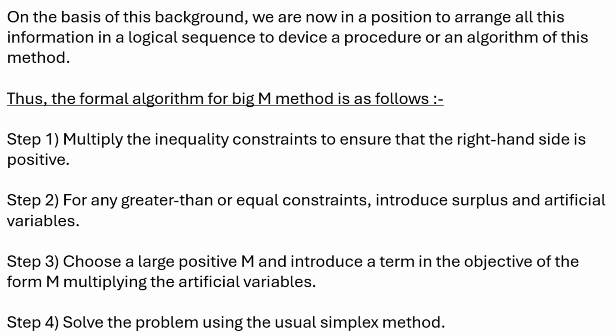In the very first step, we multiply the inequality constraints to ensure that the right hand side is positive. For any greater than or equal to constraint, we introduce a surplus and an artificial variable. The surplus variables equalize the inequality, and the artificial variables make sure that there is no unrealistic value of the basic and the non-basic variables. We choose a large positive value of M, and we introduce a term in the objective function of the form M multiplying these artificial variables, and we finally solve the problem using the usual simplex method.